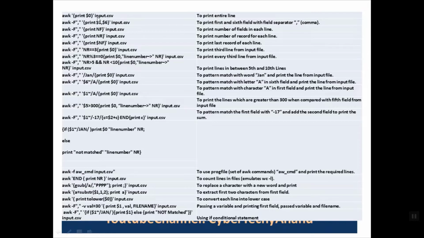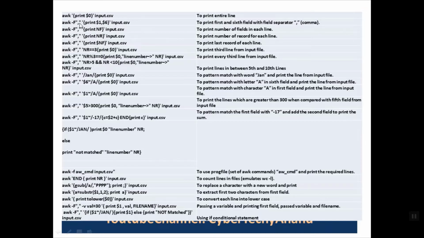Okay. Then if you want to print the 5th and 6th field of the line, and the field separator is comma, as I told you earlier, we need to explicitly pass the option hyphen F and the comma in the double quotes. Then only we will be able to print the 5th field and the 6th field. This is the syntax, AWK hyphen F.